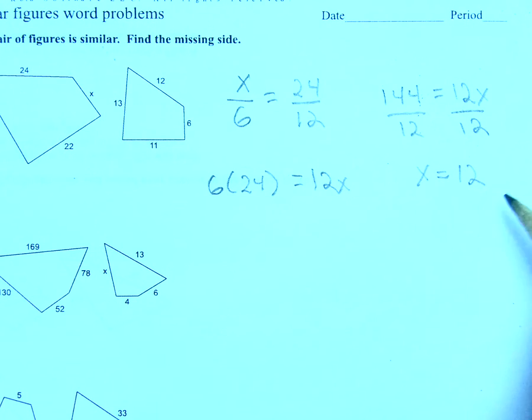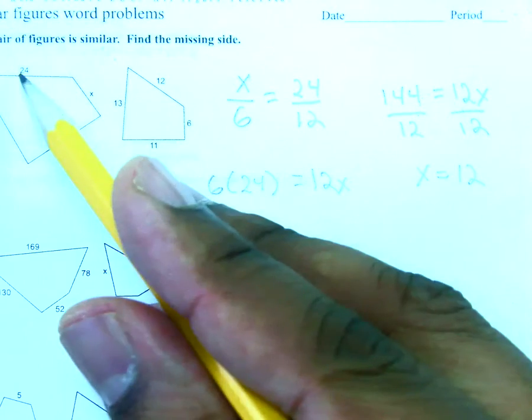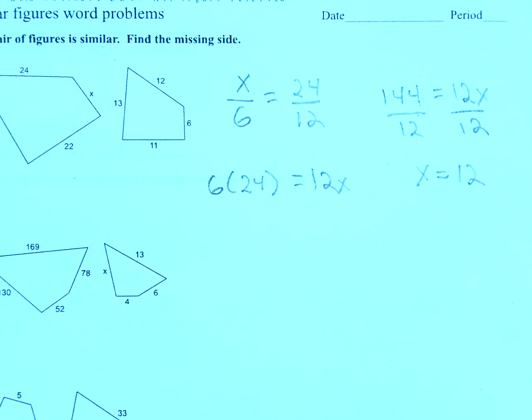Okay, and we can compare the 12 over here and see how it's smaller than the other pieces here. So that seems to make sense. X is equal to 12. Let's take a look at another example.